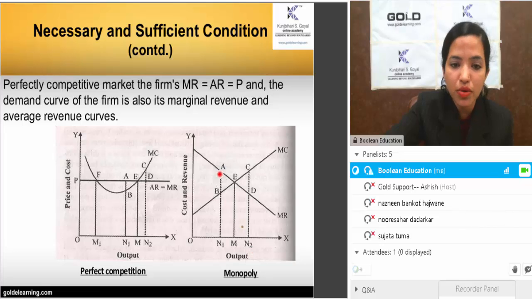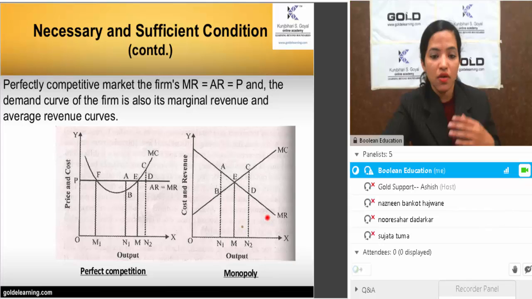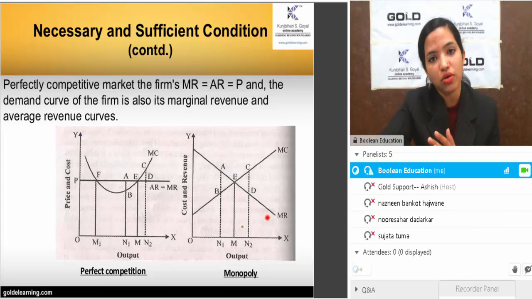What happens under monopoly? The marginal cost is increasing and your marginal revenue is decreasing. Marginal cost is increasing. Why? Because you are producing a new commodity every day, which incurs some cost or other. And why is your marginal revenue decreasing? Because it is a monopoly situation. Because of the monopoly situation, if you want to sell more, you have to reduce your price.